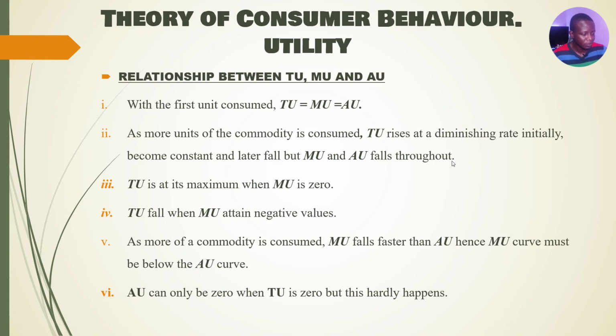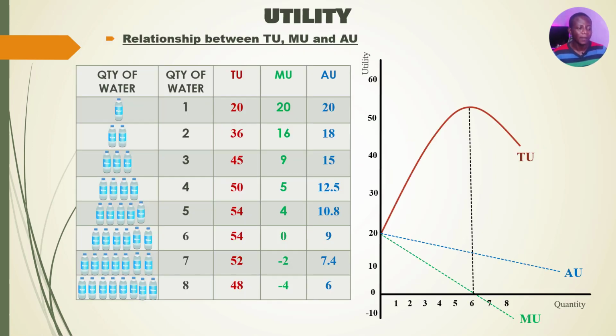Then the last relationship. The average utility can only be 0 when total utility is 0, but it hardly happens. Why? Because we know that the average utility is the ratio of the total utility to the quantity demanded. And the total utility values can never be 0. It can fall, alright, but it can never be 0, or it can never be negative. In view of that, average utility can never be 0, or it can never be a negative value.